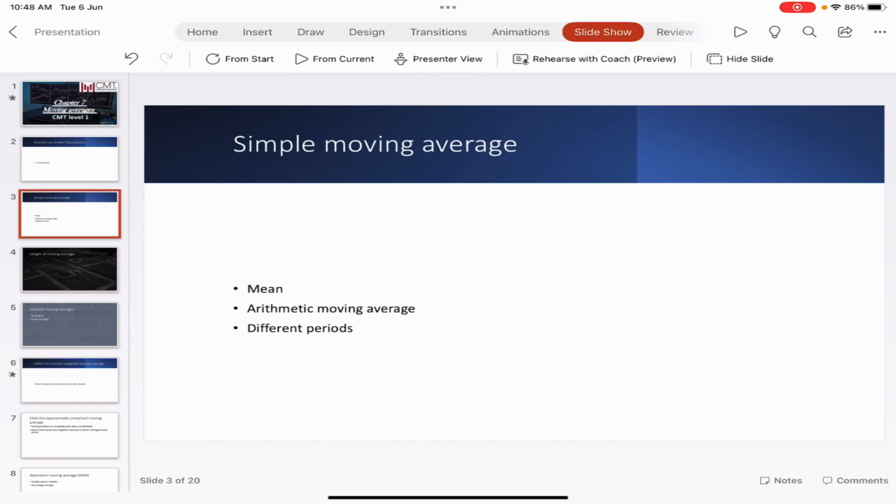Even though you don't have to go into the detail of the calculation, it is very essential for you to know. The simple moving average is also known as the arithmetic moving average. Why is it known as the arithmetic moving average? I just discussed that a simple moving average is the mean of the closing prices of the previous candles, right? So mean, arithmetic mean. That is why it is also known as the arithmetic moving average, and it can be used in different periods.